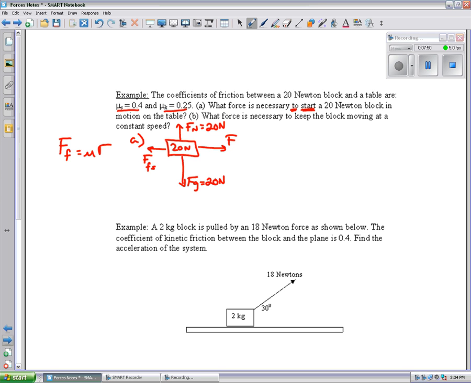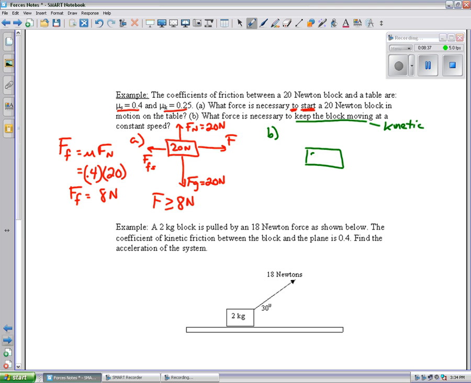So we'll do this equation. F is mu Fn. Since we're just starting it to move, we're trying to overcome the static friction, we're going to use a static coefficient here. So it's going to be 0.4. Fn is 20. And our force of friction is going to be 8 newtons. So as long as this force is greater than or equal to 8 newtons, we can start it moving. Then for part B, we want to keep it moving, so we're going to use the kinetic. And it says at a constant speed, we should remember constant speed means that the forces all cancel.